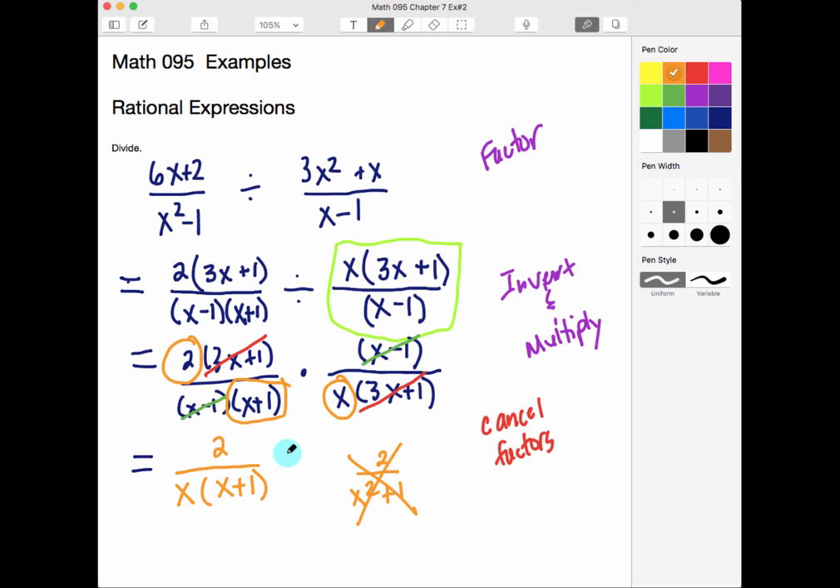So there we go. In this example, we have divided two rational expressions by first factoring and then inverting and multiplying. We canceled any common factors, numerator to denominator, and then we rewrote our answer in simplified form.